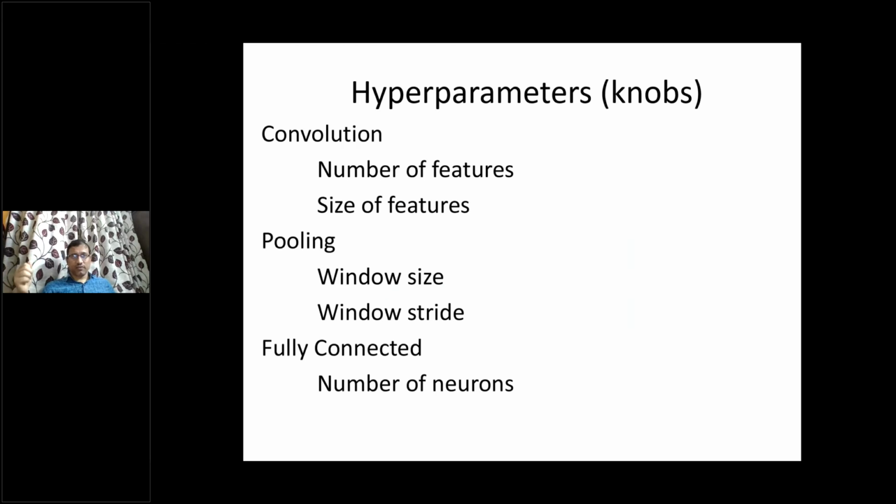So the knobs are hyperparameters: the number of features and the size of the features in the convolution kernel. The number of features is the number of convolution kernels. The size of the features is the dimension of your convolution kernel. Window size and window stride are for the pooling. Size means the subsampling parameter, the way you do the subsampling, and window stride is how you move. It can be stride 1, which means it shifts by 1 adjacent, or 2, which means it shifts by 2 adjacent. And in the fully connected neural network also, how many neurons you use. That's the way you define the hyperparameters of your model.